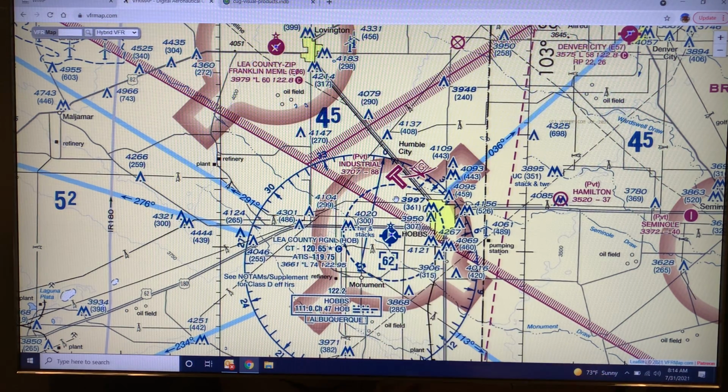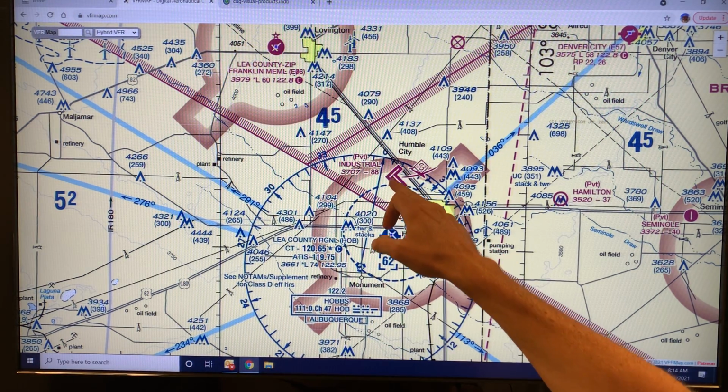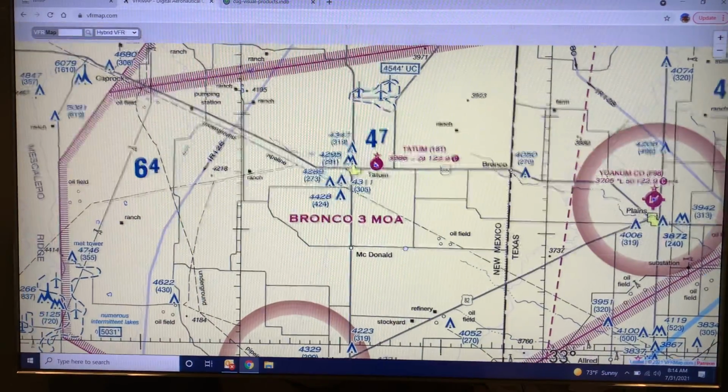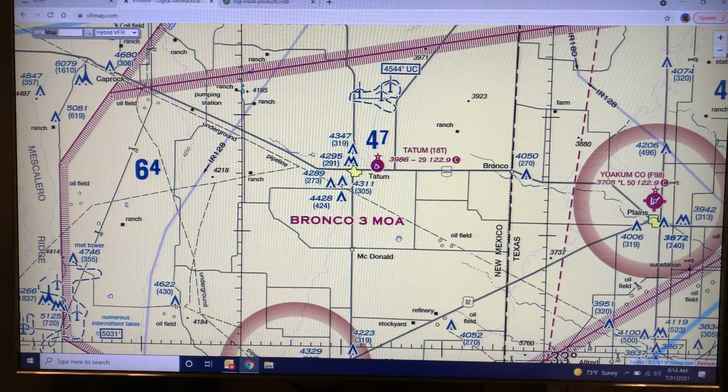Another different airport symbol, and Hobbs Industrial, that's also different. All right, so let's just take these one at a time and go over what this chart tells us and how to read it. This is not a road map. We're used to looking at maps with roads and cities. This has roads and cities in it, but primarily this is a chart for flying, so those references are there just for assistance, but not for navigation.